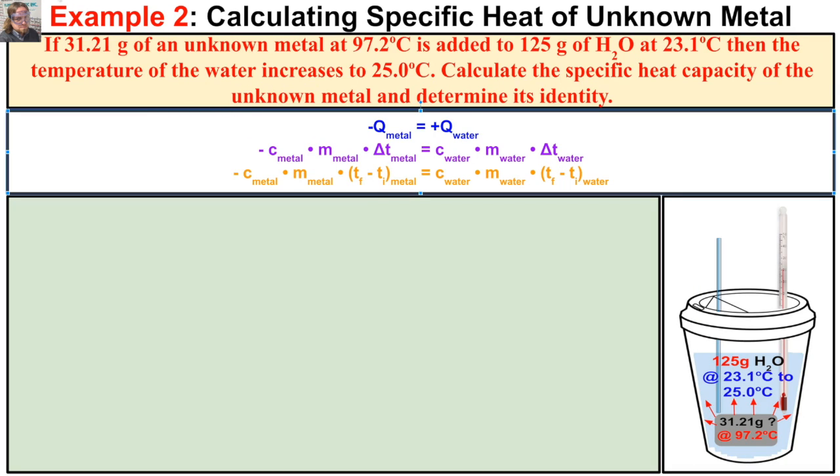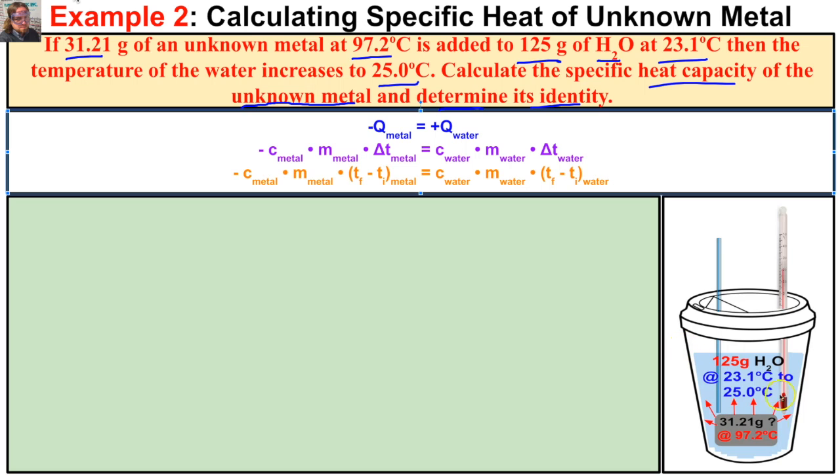In this second example, it tells us that we have 31.21 grams of an unknown metal at 97.2 degrees Celsius. We're going to add this to 125 grams of water at 23.1 degrees Celsius, and the temperature of the water is going to increase to 25 degrees Celsius. We have to calculate the specific heat capacity of the unknown metal, and then we need to determine what the metal's identity is. So there's a lot going on here, but essentially what is happening is this. We have a piece of unknown metal that we're adding to 125 grams of water. This metal is really hot. It's at 97.2 degrees Celsius.